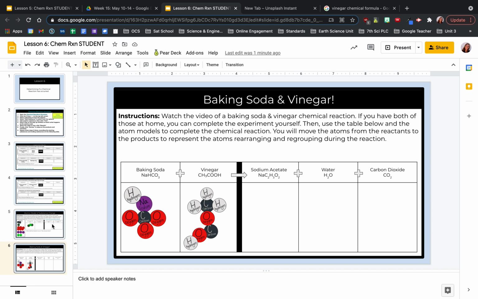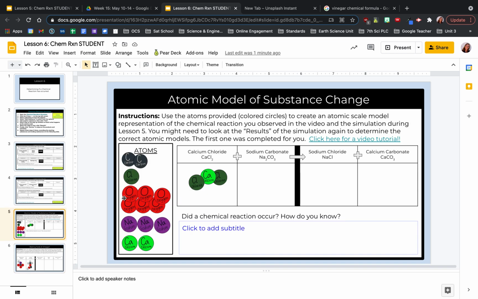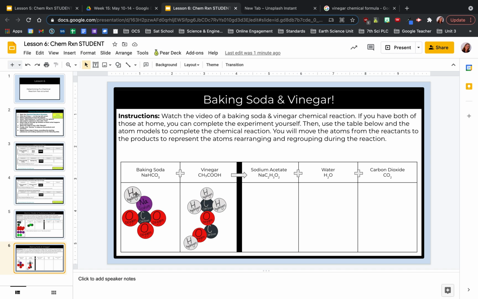This time, instead of having the atoms on the side like you had for slide 5, you're going to actually be taking the atoms from the reactants and rearranging them into the products, because that's really what happens in a chemical reaction. You've been provided with all the atoms that you need to complete this. You have baking soda and vinegar, and when they combine, they react to form sodium acetate, water, and carbon dioxide.